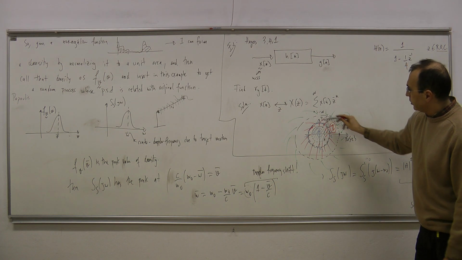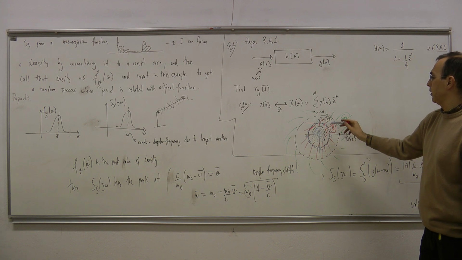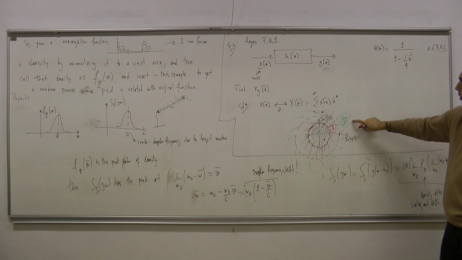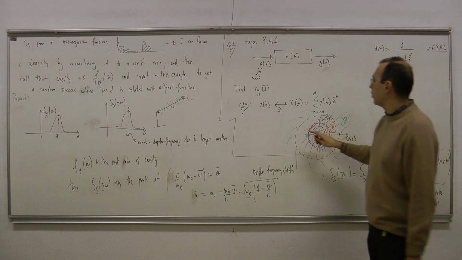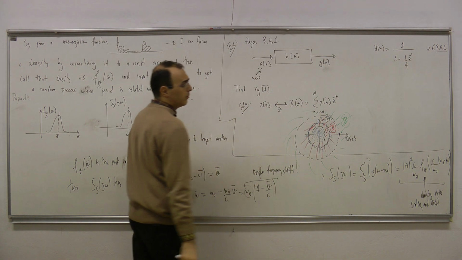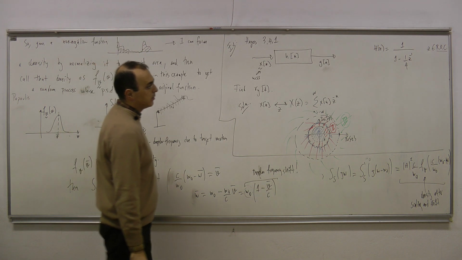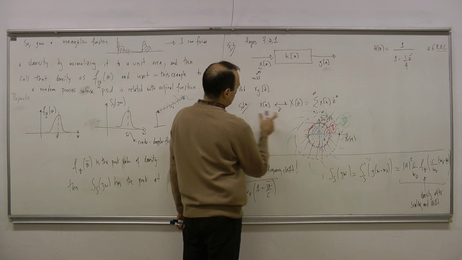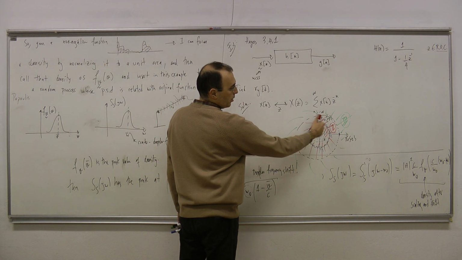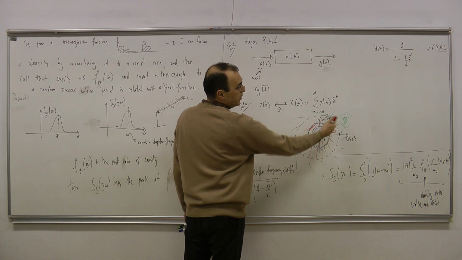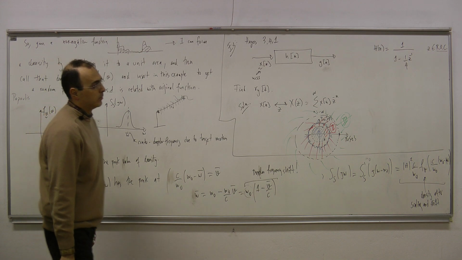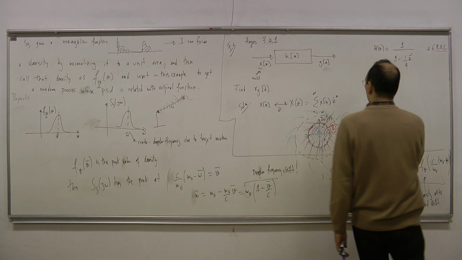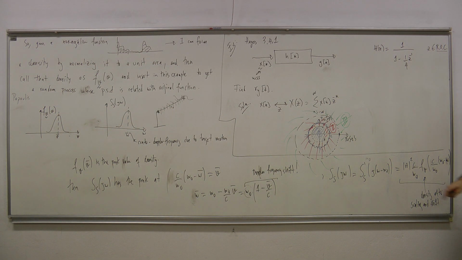Unit circle is only included in the intermediate disk. So if we are in region number 3, we know that this is a causal sequence. This is what we can say. But this region does not include the unit circle, meaning that I cannot calculate the DTFT, discrete time Fourier transform of this sequence. So I cannot calculate it.